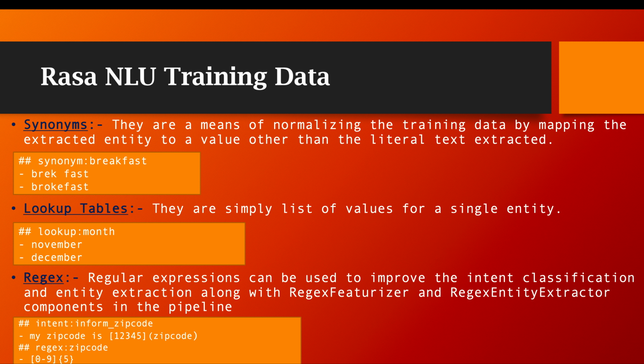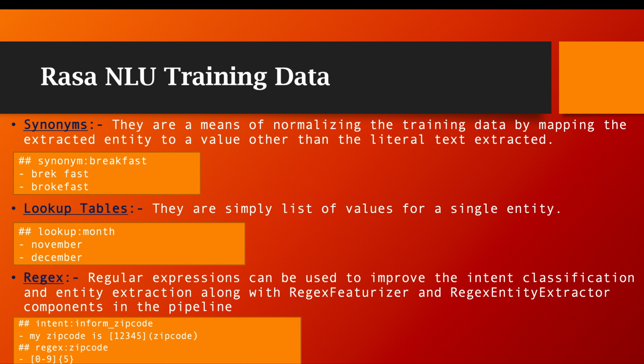Next, we can see the lookup tables. They are simply a list of values for a single entity. An entity can have multiple values. Instead of specifying all the values inside the intent examples, we can provide a lookup table for the particular entity. In this example, the entity is month, and the values it can take are November, December, and so on.